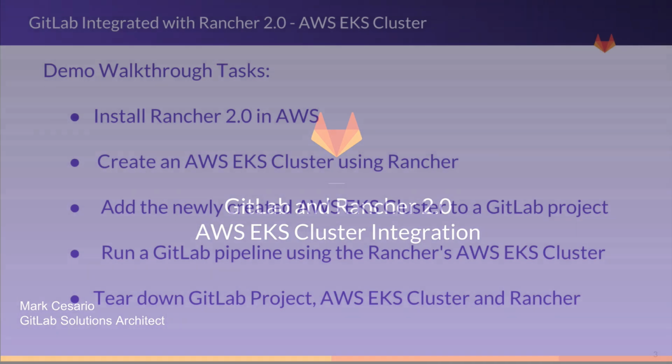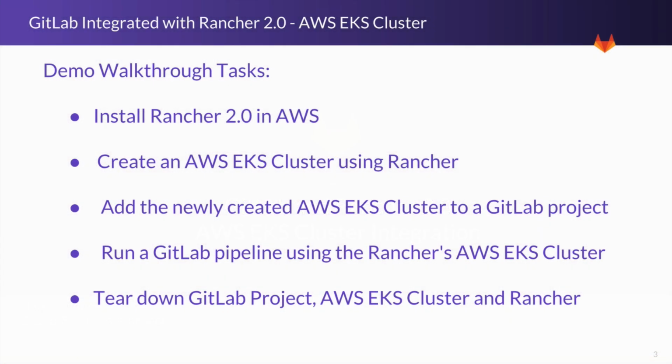Before we begin, let's walk through the tasks that we're going to go through in this demo. First, we'll install Rancher 2.0 into AWS, and then we'll create an AWS EKS cluster using the Rancher we just created in AWS. Then we'll add the newly created AWS EKS cluster using Rancher. We'll then add that as an existing cluster to a GitLab project.